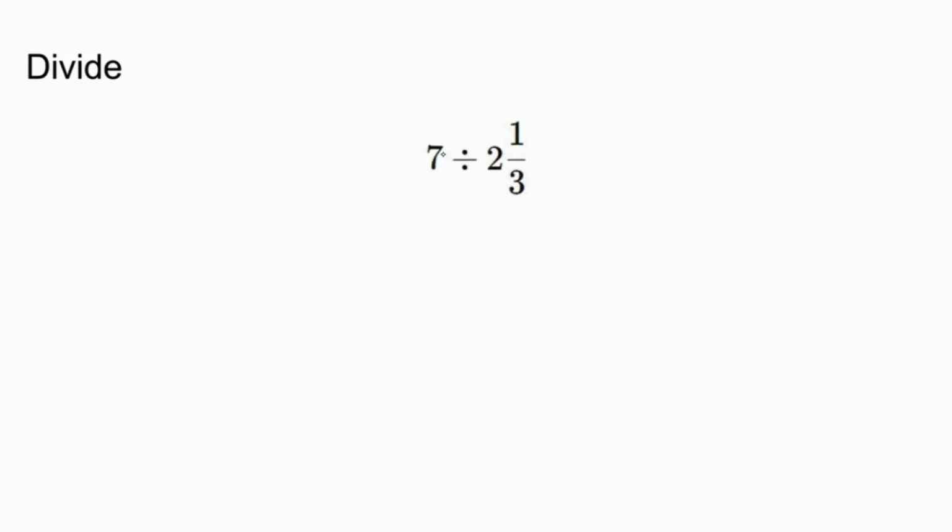Well, you could turn 7 or any number into a fraction by just putting it over 1. 7 over 1 is going to be my new improper fraction. Do that with any number.